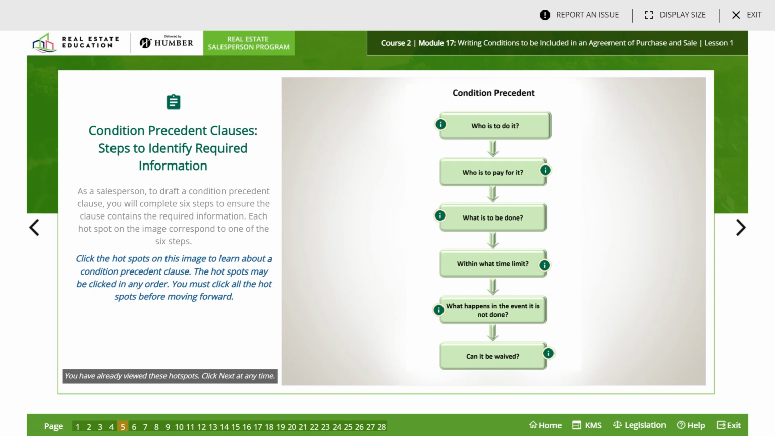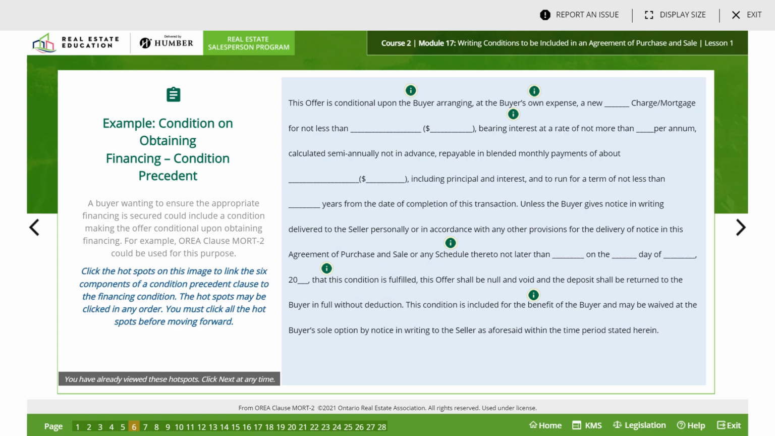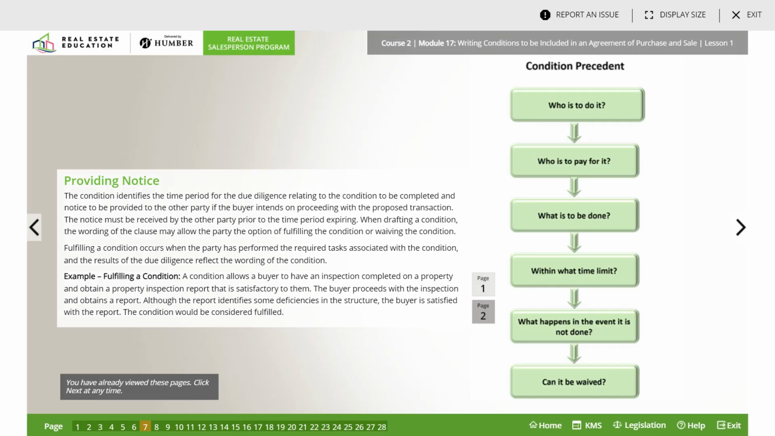Condition precedent clauses. So the condition precedent is number 1. Who is to do it? Who is to pay for it? What is to be done? Within what time limit? What happens in the event it is not done? Can it be waived? And then the condition. So basically that's it.